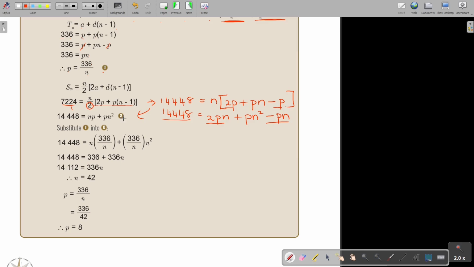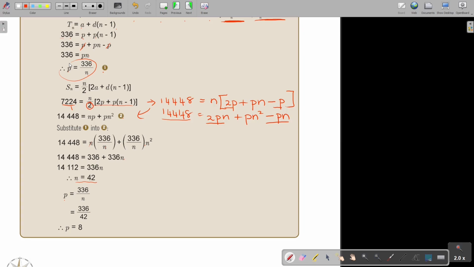So now substitute 1 into equation 2, and that's what I did. And then the n's cancel nicely out. One of the n's cancels out, take over, simplify. And I got that the value of n is 42. And then I must still find the value of p. And I got the value of p is 8. So it's not really that difficult.